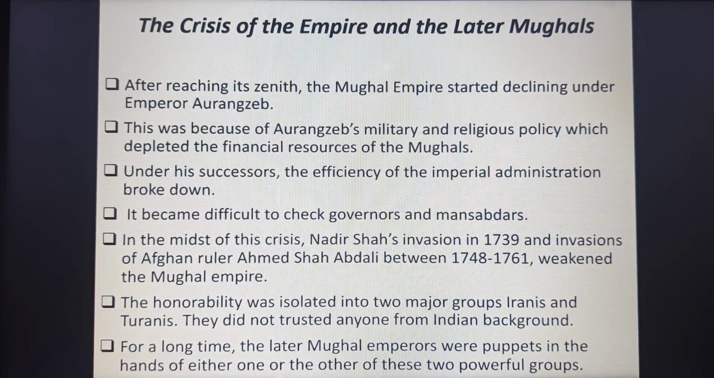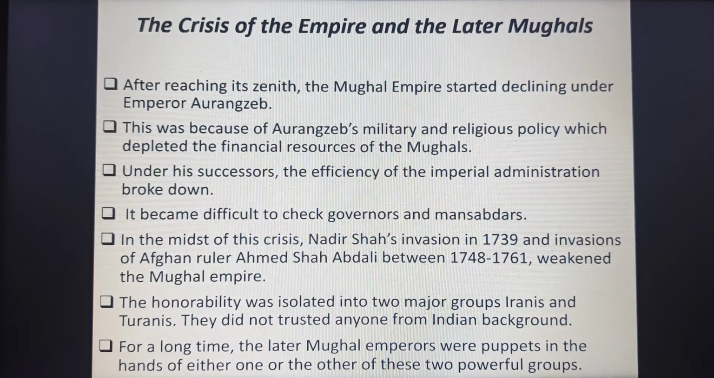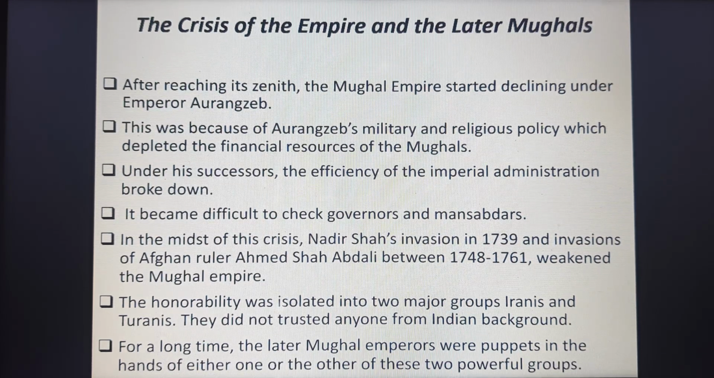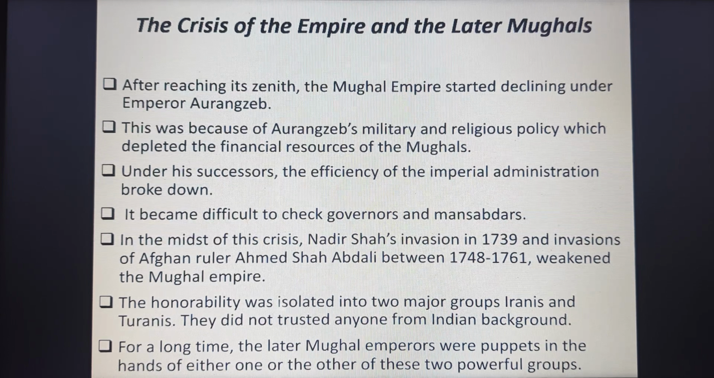They did not trust anyone from an Indian background. So now you know that some conversions were also there. Some of the Hindus, or basically Indians, were also converted into Muslims. But those converted Muslims were not treated as equals, and still the Mughal Empire did not trust anyone to give the rule, and they were basically depending on the Iranis who came from Iran and Turanis who came from Turkey. So those people were the only ones made nobles, and they were the trusted ones of the Mughal Empire.